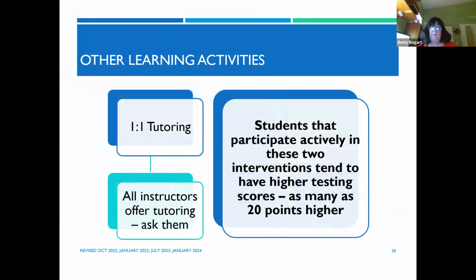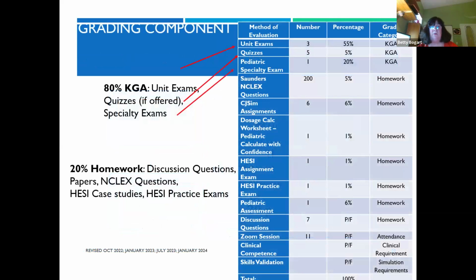All right, let me keep going. This is all about tutoring. Now, KGA, that's key graded assignments or your objective assignments. That is your exams, quizzes, and your HESI. You have to get a 78, and then we'll add on homework.